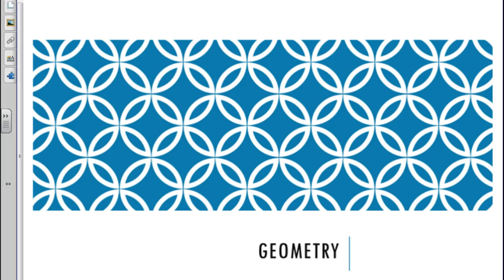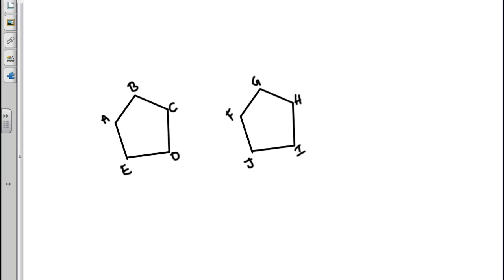We are in section 4.3, congruent triangles. And we're going to just talk about congruent shapes also. So obviously this is not a triangle. These are pentagons. But first of all, let's talk about what congruent means.